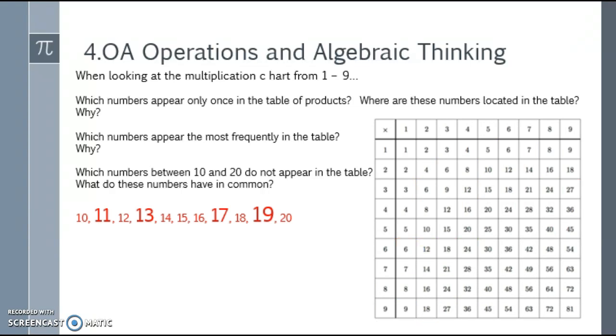Which numbers between 10 and 20 do not appear in the table? What do these numbers have in common? So I wrote all the numbers between 10 and 20, and I see the only numbers that do not appear are 11, 13, 17, and 19. These would be considered prime numbers, which means that 1 times 11 is 11, and 11 times 1 is 11. And I don't see 11 as an option, nor 13, 17, or 19.